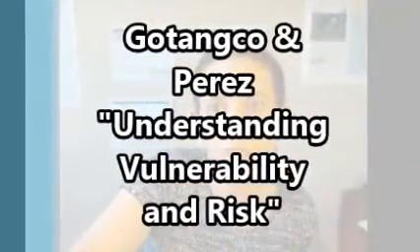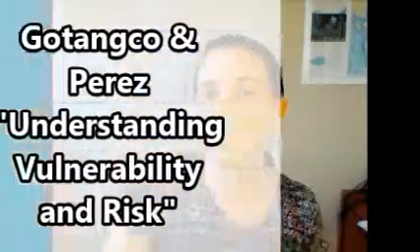There are three readings, so let's do a quick overview of these. First, we have the Gotengo and Perez, Understanding Vulnerability and Risk. This is a slideshow presentation. CLIMA is a climate change center that is based in Manila. It's a regional hub for Southeast Asia, and if you're interested, you can read more about CLIMA at clima.ph.